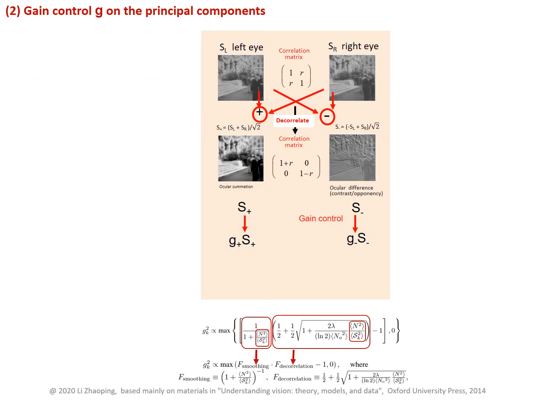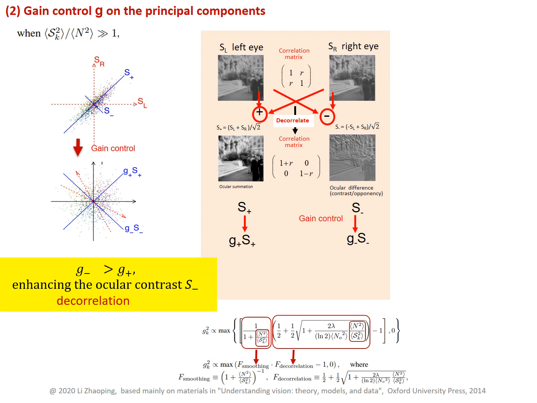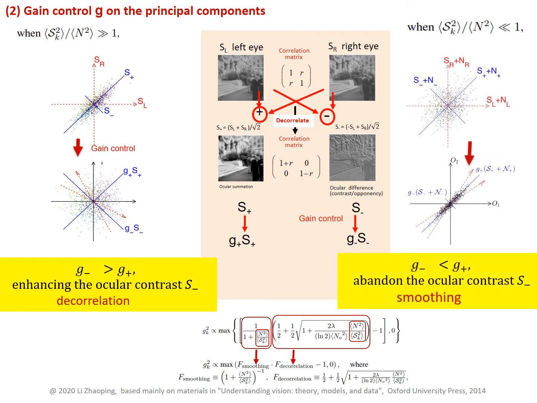Therefore, gain control has very different strategies in different signal-to-noise regions. With strong signal, we do decorrelation, even whitening. The contrast signal is enhanced. This helps us to see stereo depths more easily. With weaker signal, we do smoothing. The contrast signal is downplayed or even omitted. This should make seeing depths difficult in dim light, especially when you do not have other cues, such as perspective cues, to help you.